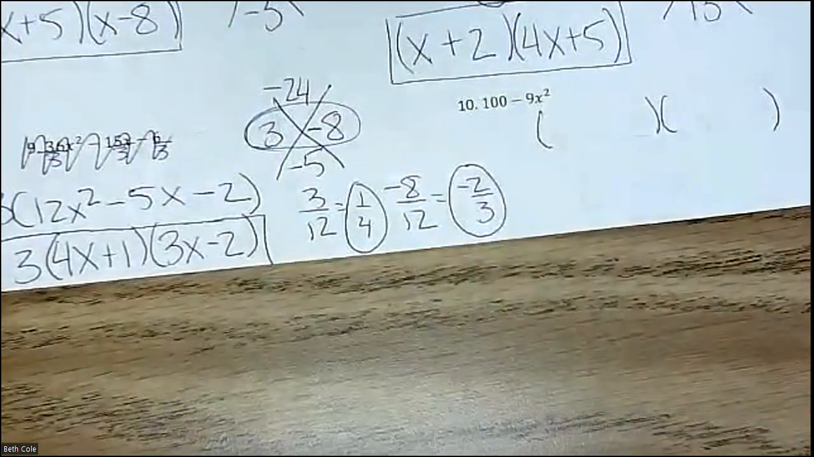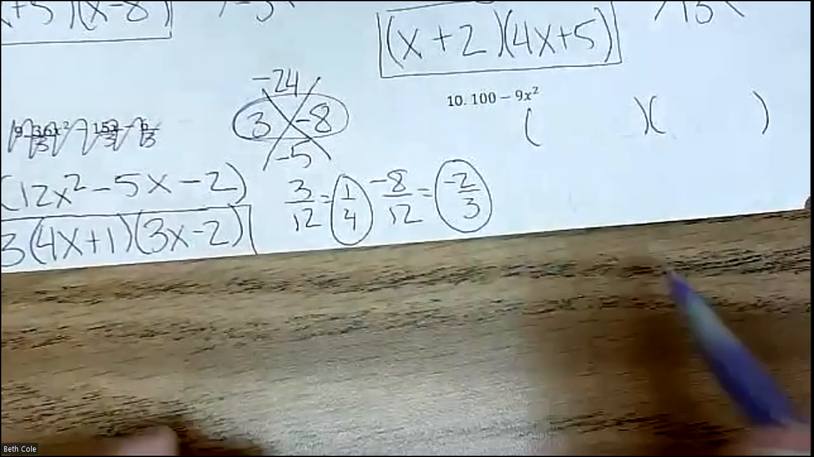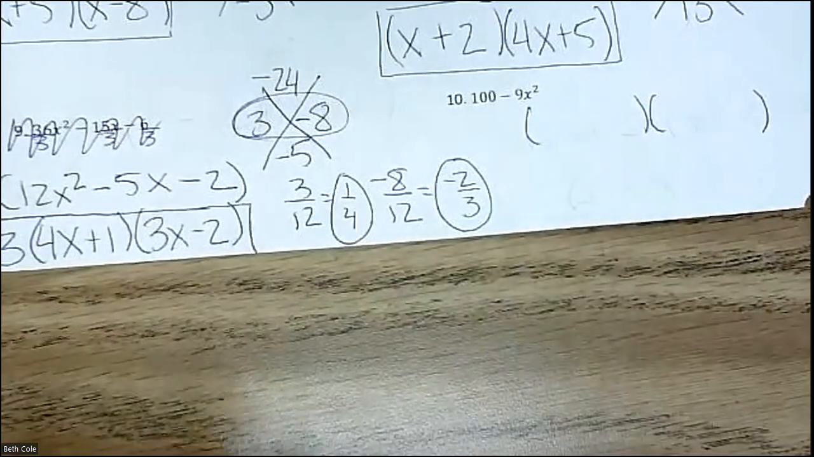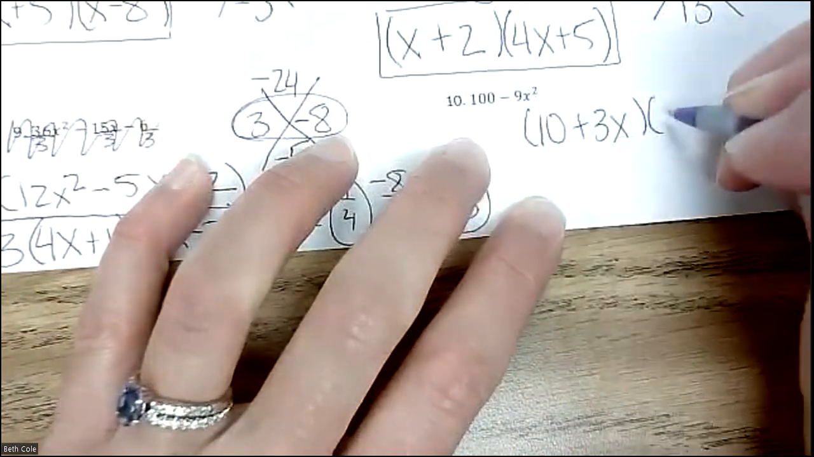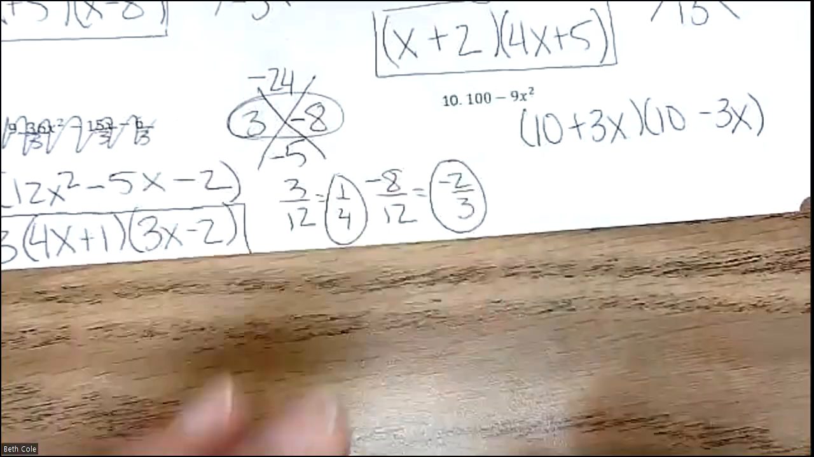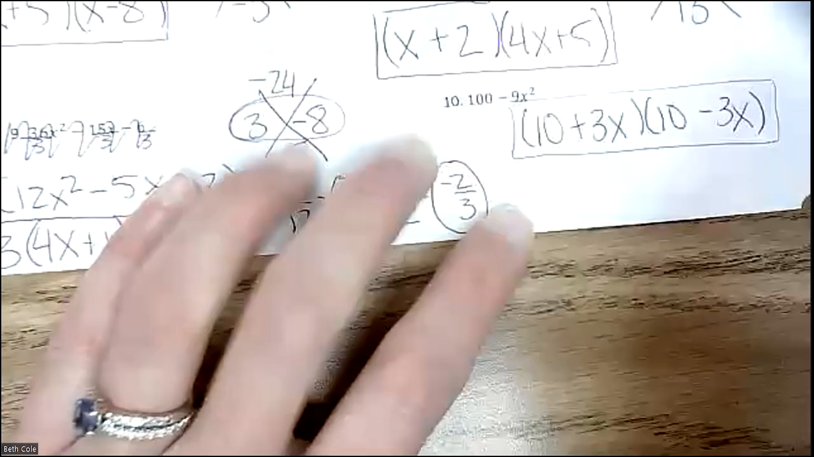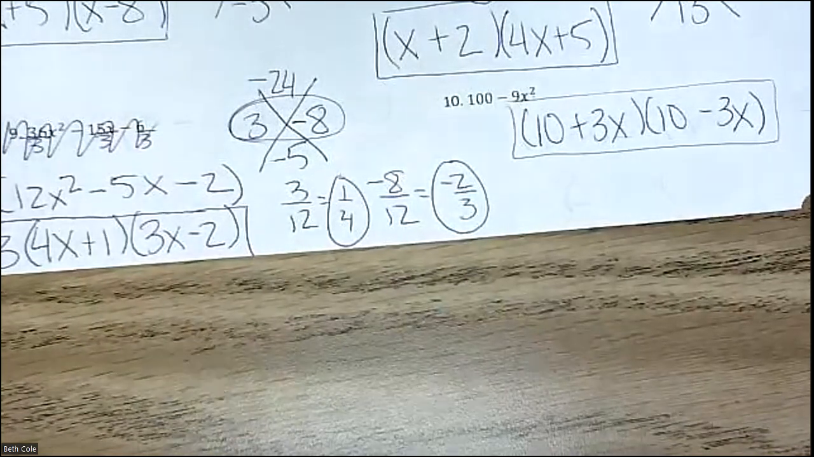So draw your 2 parentheses. What's your square root of 100? 10. And then square root of 9 is 3. And the x goes with that one. So it'll be 10 plus 3x and 10 minus 3x. And again, the reason you have a plus and a minus is because your middle term is 0. They cancel out.